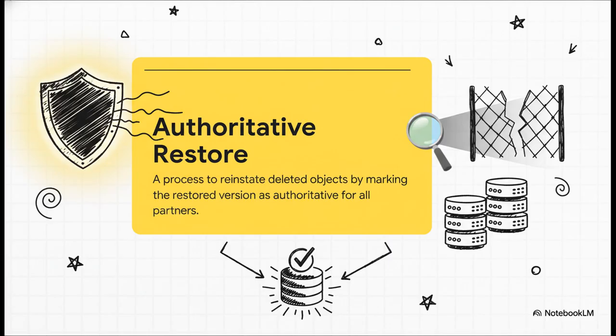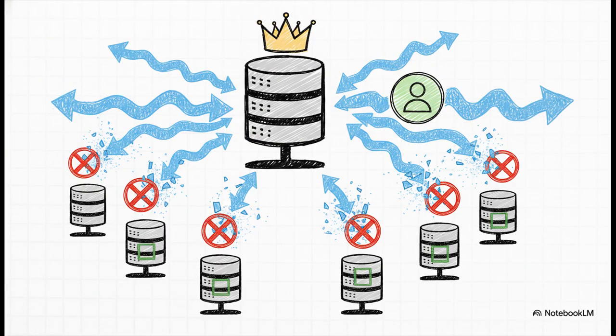This is a very deliberate, very powerful procedure where you basically declare to the entire Active Directory network that this object you're bringing back from the dead is the one true version, and every other server had better accept it. So if the catch-up restore is a new employee asking what's new, the authoritative restore is the CEO walking into the room, slamming a memo on the table and saying, this is the new reality.